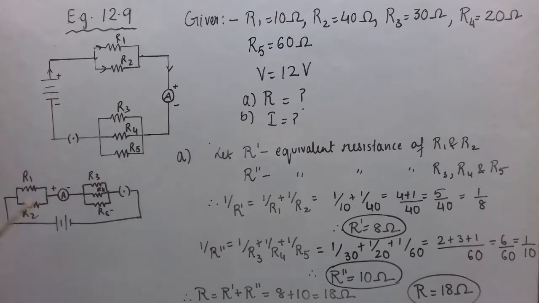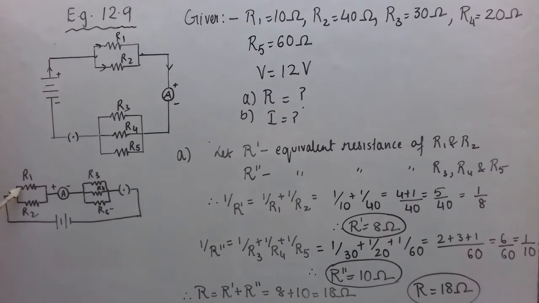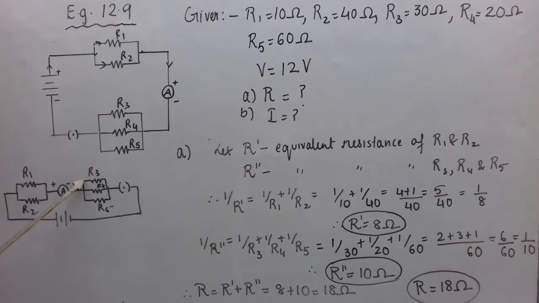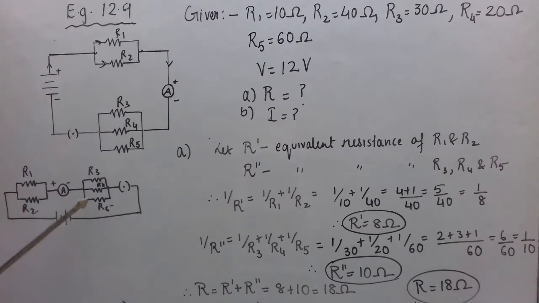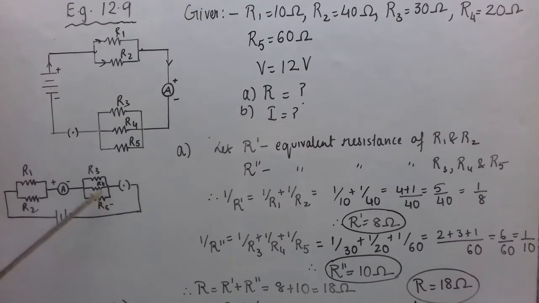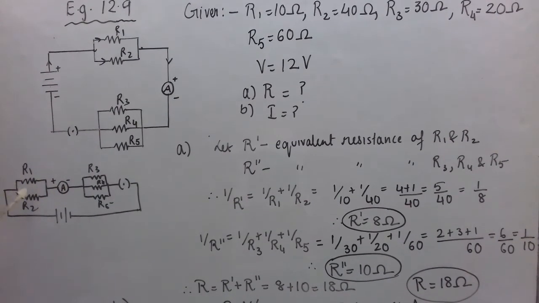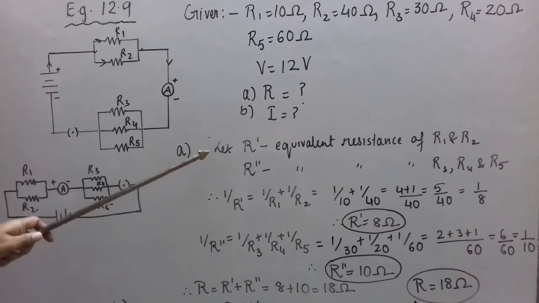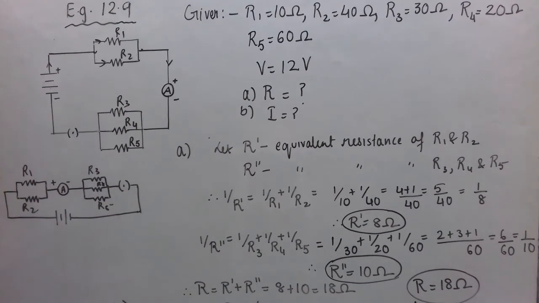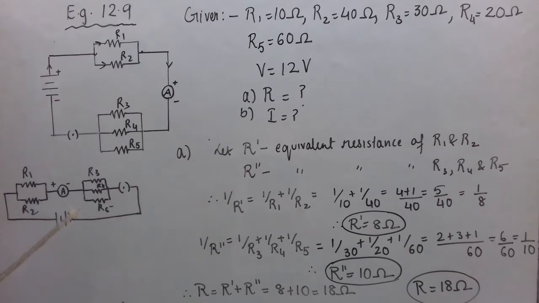Find the total resistance. How will you find the total resistance now? You will find the equivalent resistance of this parallel combination, then the equivalent resistance of this parallel combination having three resistors. Then these two combinations are in series, so you can use the series formula to find the total resistance of the circuit. So let us write, let R dash represent the equivalent resistance of R1 and R2, and R double dash represent the equivalent resistance of R3, R4 and R5 here.